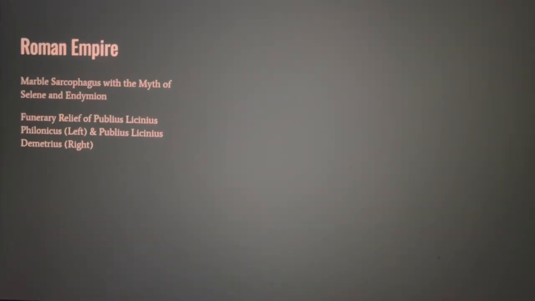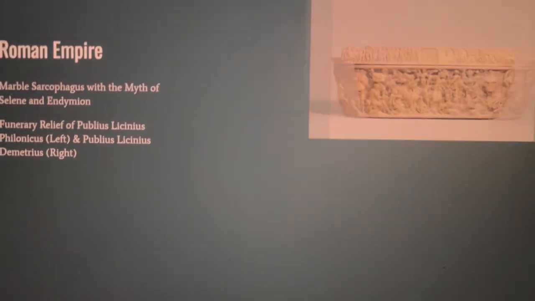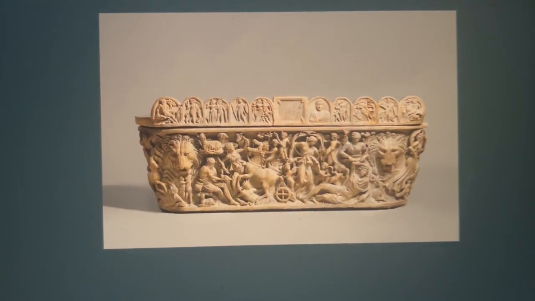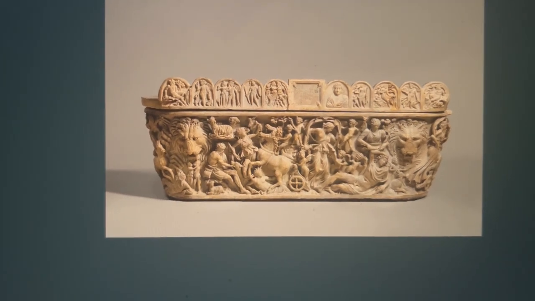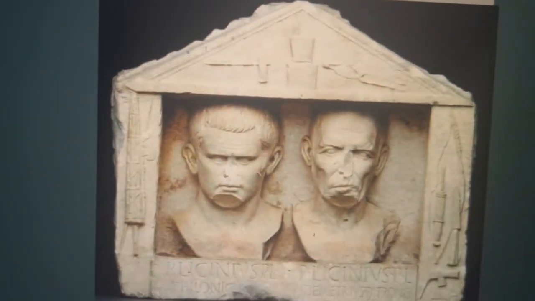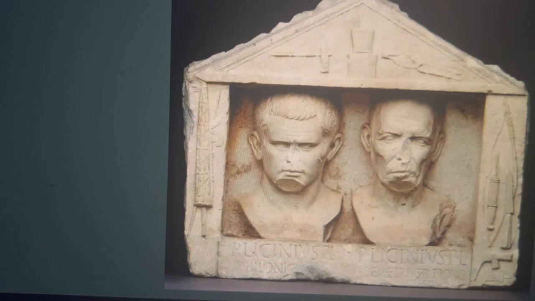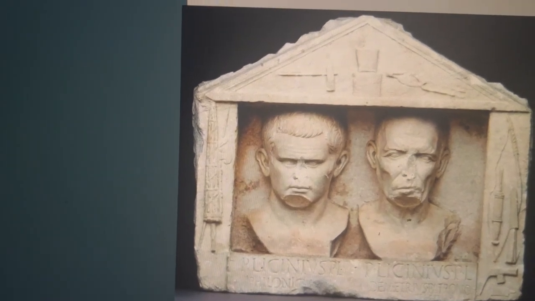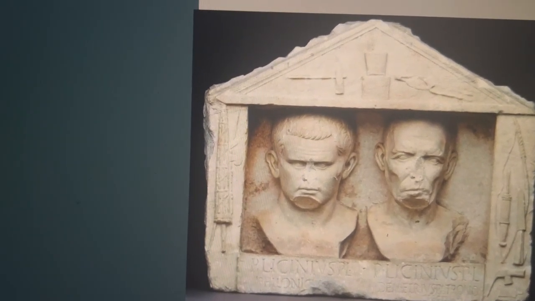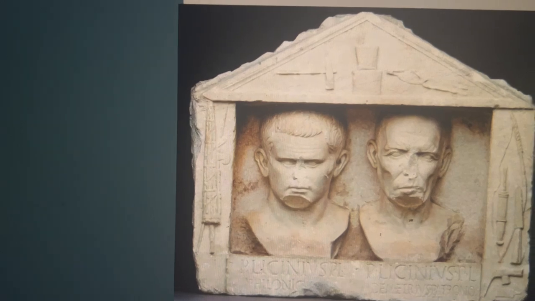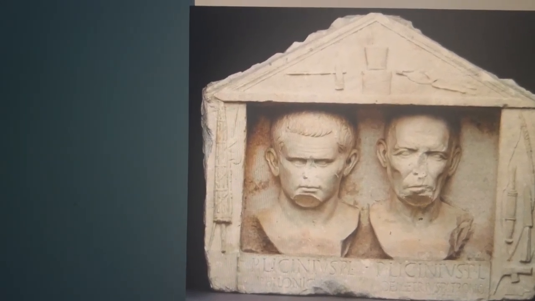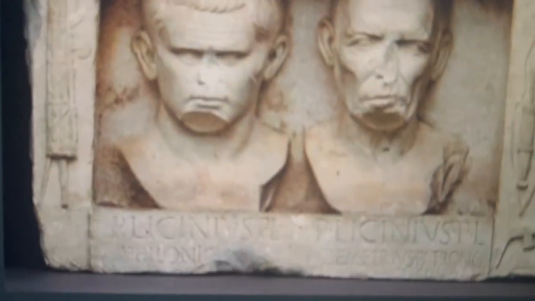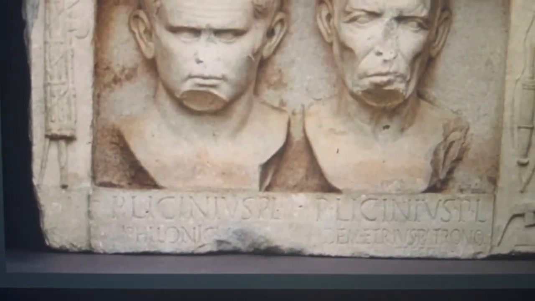Let's see, now moving on to the Roman Empire, we have the marble sarcophagus featuring the myths of Selene and Endymion, and the funerary relief of Publius Licinius Philonicus on the left, and Publius Licinius Demetrius on the right. Let's see, there's a little Latin script down there that tells you who's who.